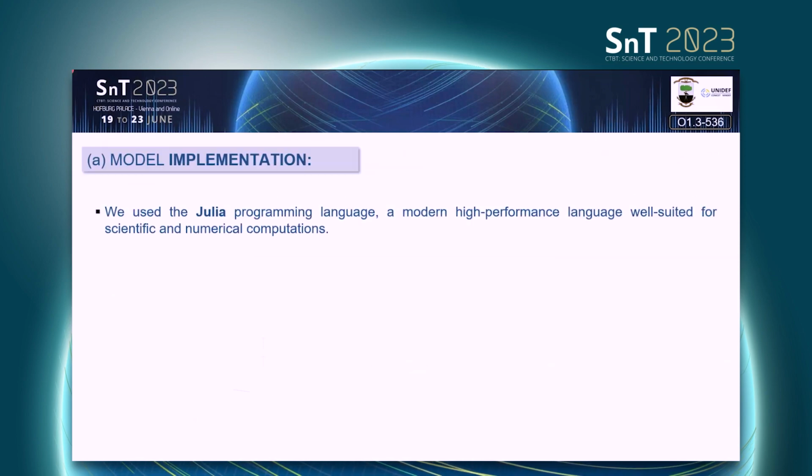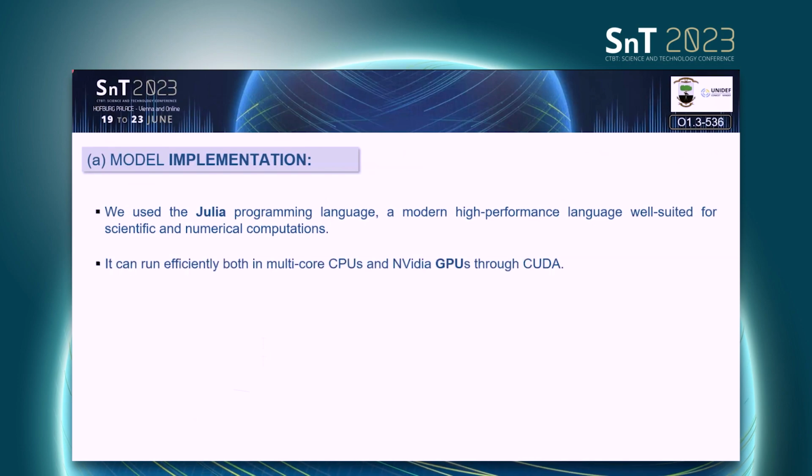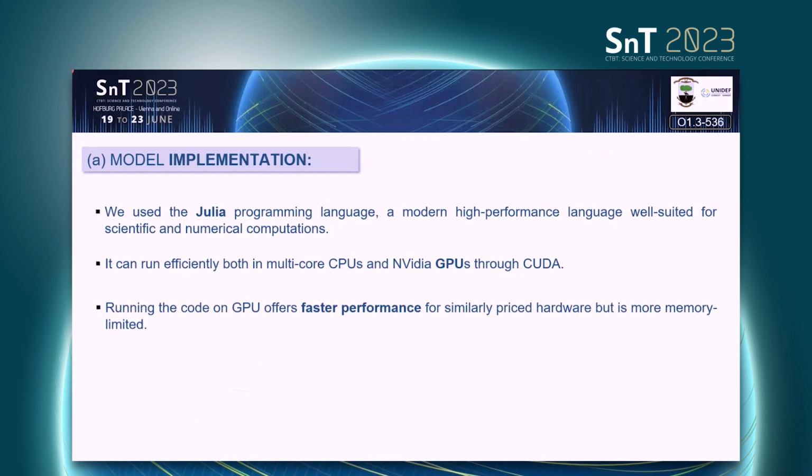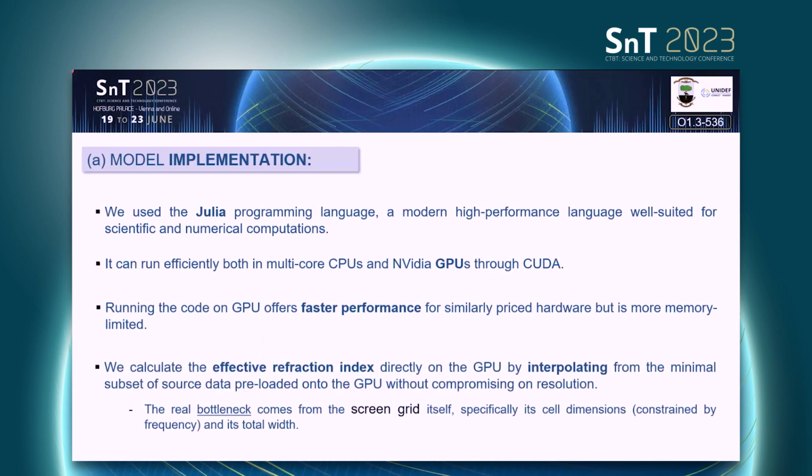Regarding the model implementation, we used the Julia programming language that can run efficiently both on multi-core CPUs and on GPU through CUDA. Running the code on GPU is faster than on CPU, but it is more memory limited. The key observation is that we calculate the effective refraction index directly on the GPU by interpolating from source data preloaded onto the GPU.